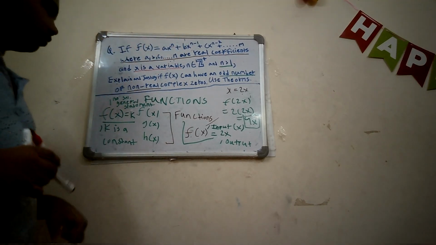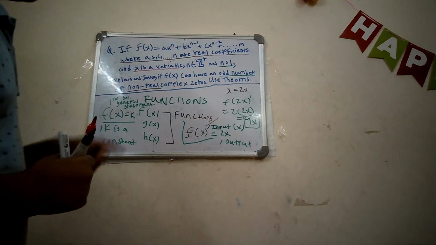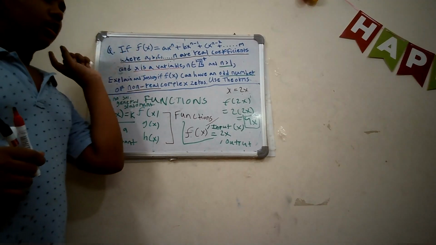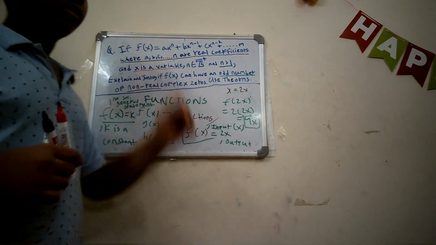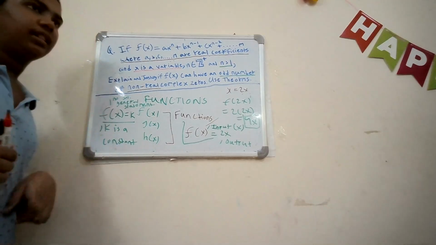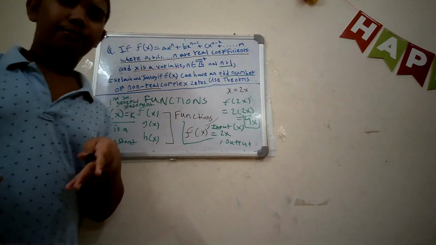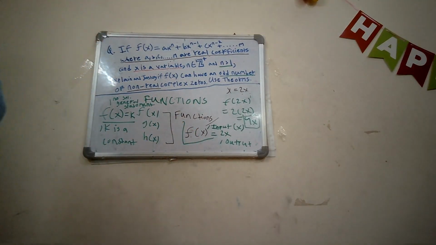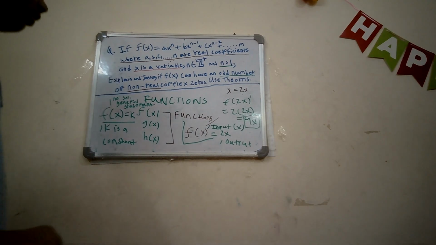Okay? But the difference is this is a polynomial, so we can plug in values. But this is a constant. We can't plug in the values. This is just a statement, like saying f of x is equal to 5. You can't solve for x in that, okay?